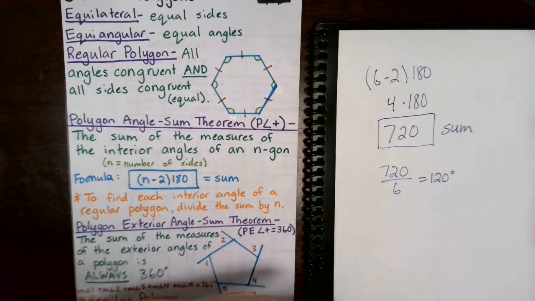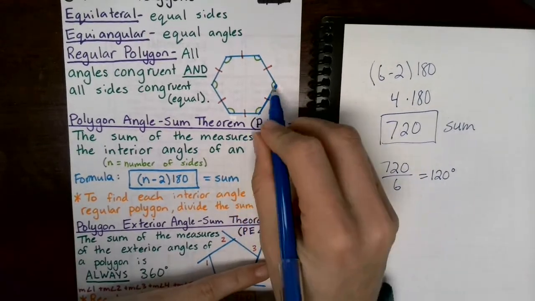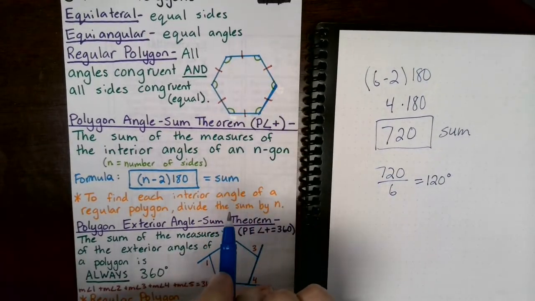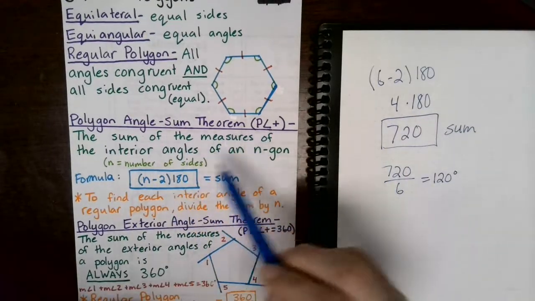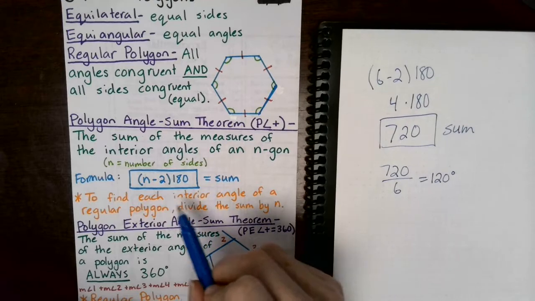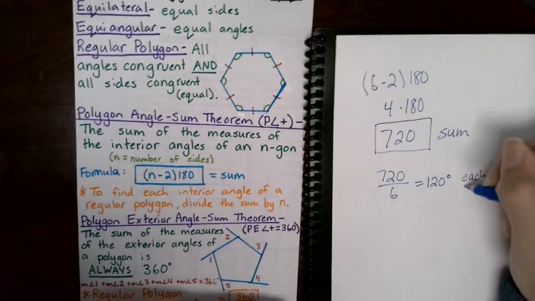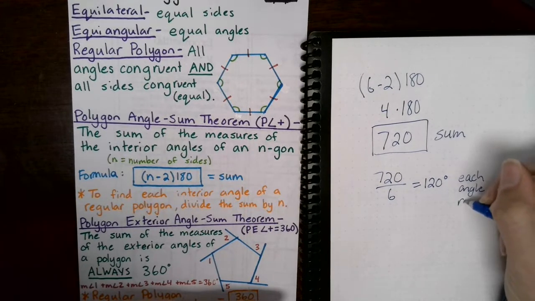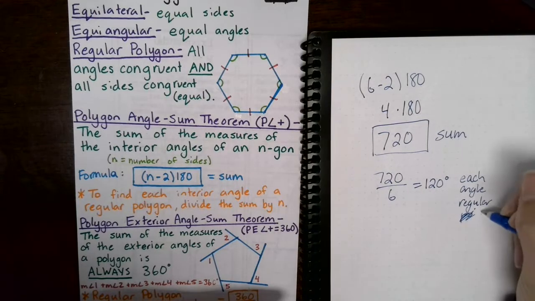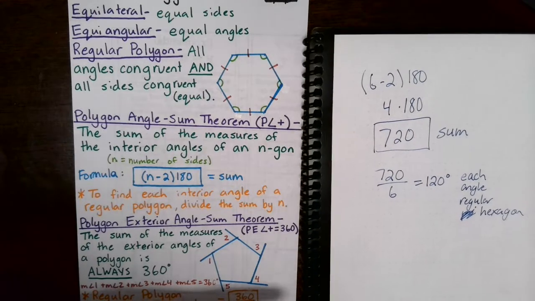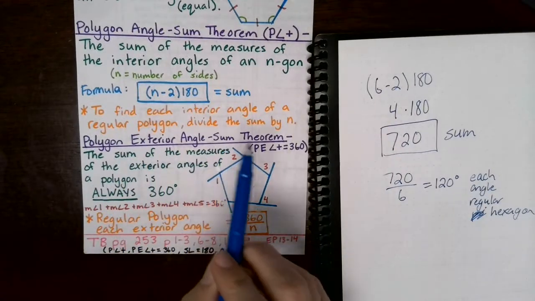Okay, so that tells us how we can get each angle. Each one of these would be 120 degrees. So that's a very important part of the polygon angle sum theorem, dividing by the number of sides to get what each angle is. So this is each angle in a regular polygon. Actually, this specifically is a regular hexagon. Okay? Then I want to talk about the polygon exterior angle sum theorem.